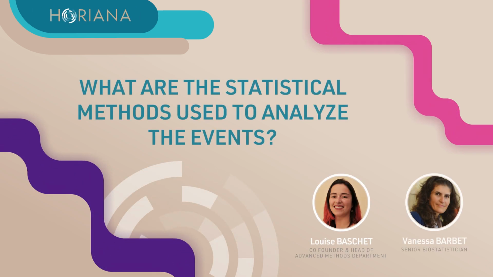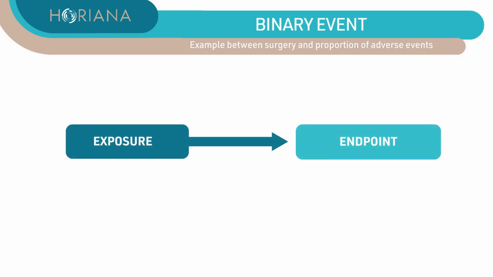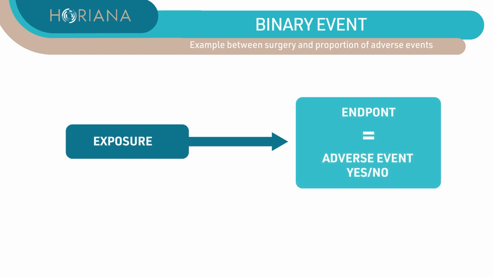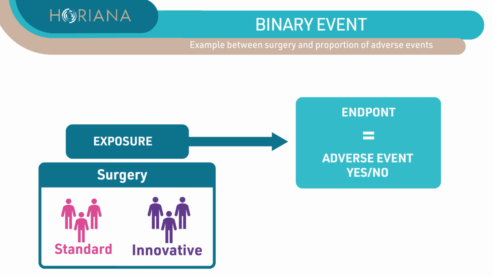What are the statistical methods used to analyze events? Some essential notions are discussed in this presentation. Let's take the fictitious example of an observational study in real-world settings where we want to compare the proportion of patients without adverse events, bleeding, stroke, etc., during surgery between two groups of patients benefiting from two different surgical techniques, one standard and one innovative.